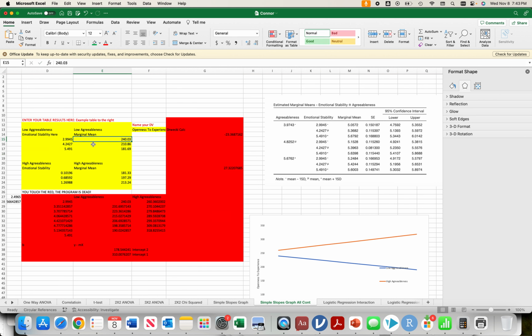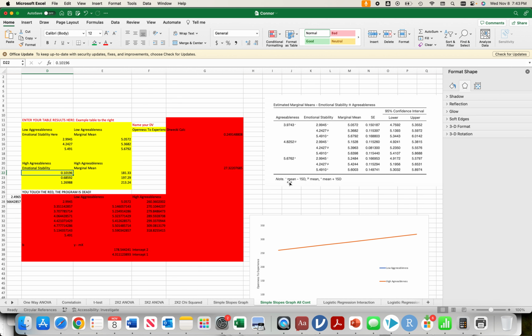I got 5.0572, I got 5.3682, and I got 5.6792. I just took these three marginal means for high agreeableness. So I'm going to skip this middle section right here. I'm just going to go low and high. I left out middle. Look at this, it says note.